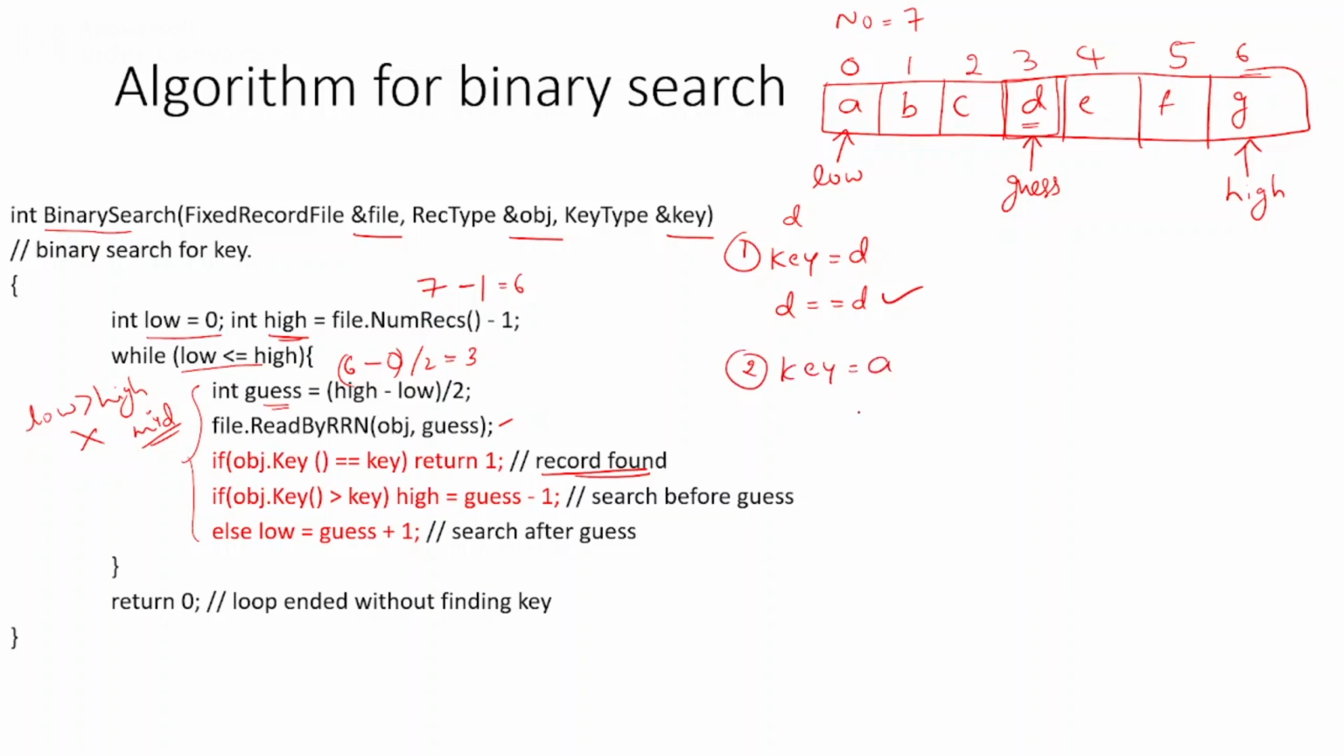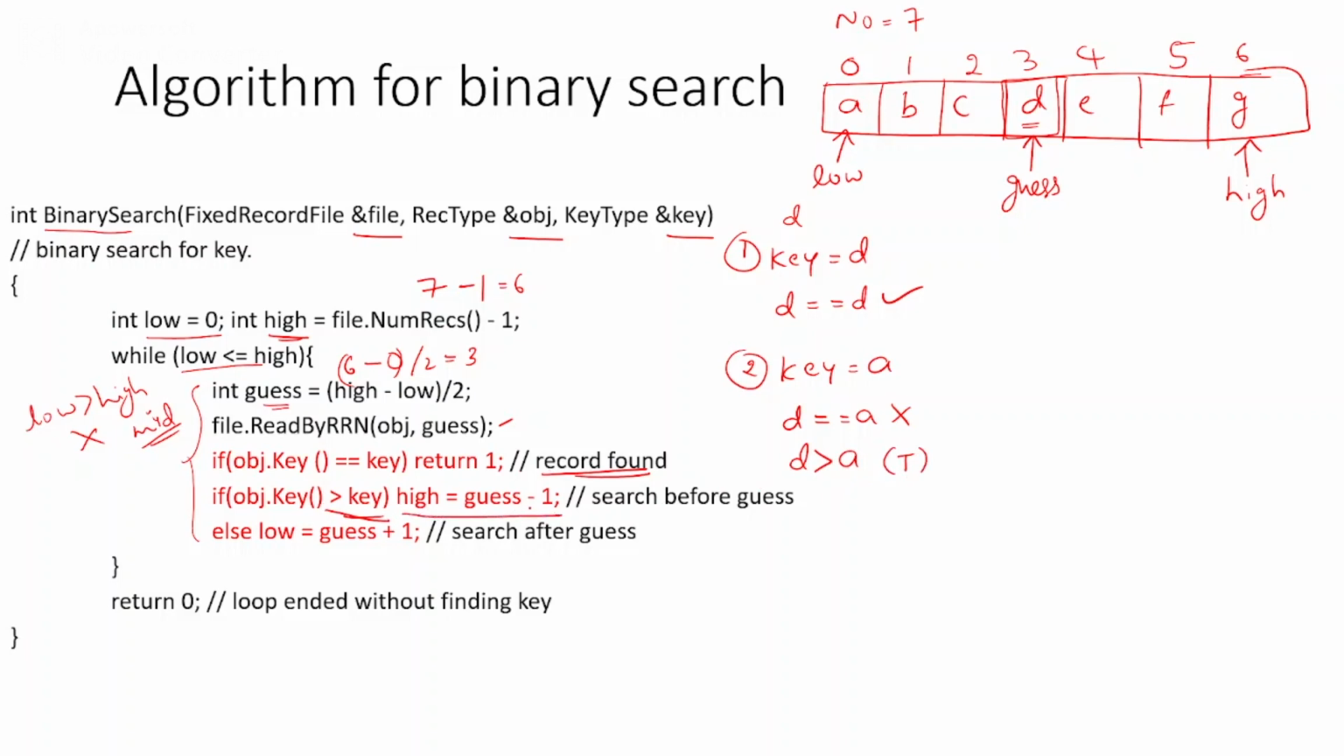Suppose my key is A. What is it going to do? It is going to compare it with the object key. The object key is D. Is D equal to A? No. Then it compares whether object key D is greater than the key you have. Is D greater than A? Yes, true.